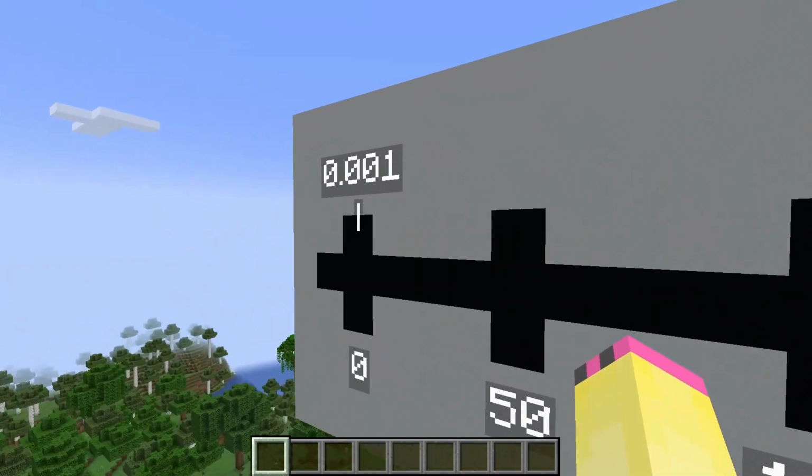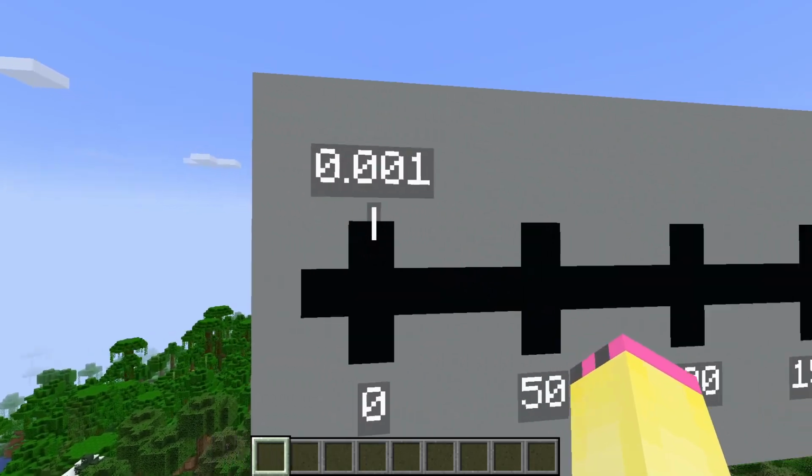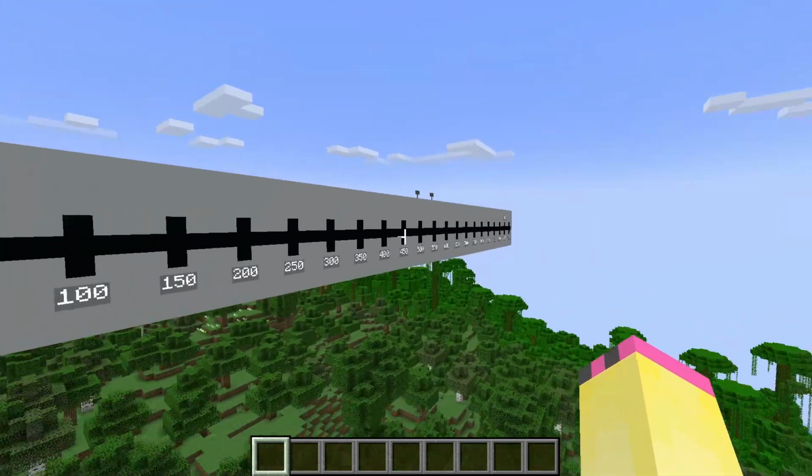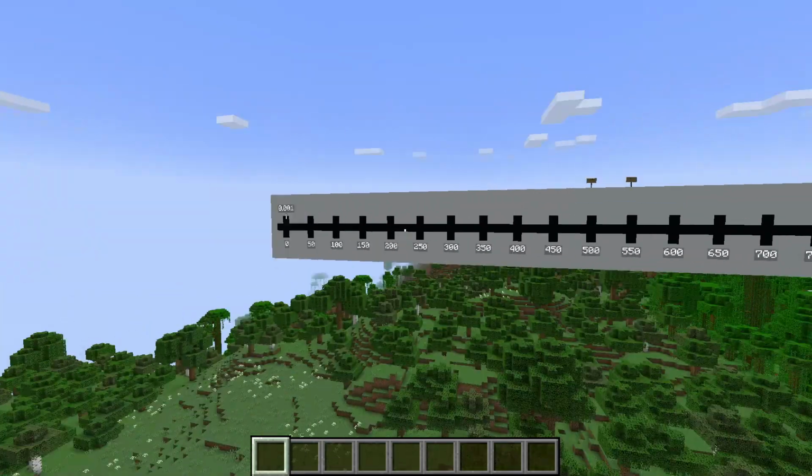0.001 looks like it's right on top of the number 0, when it should be slightly larger. But since it's so much smaller than 1000, it really doesn't make much of a difference.